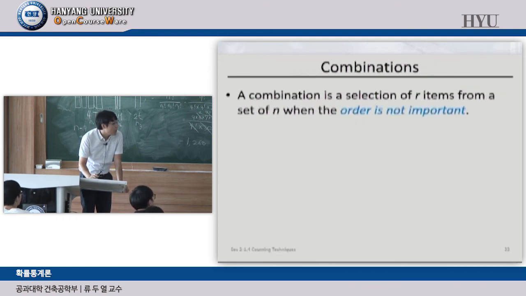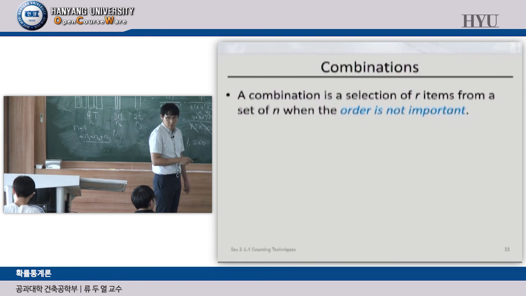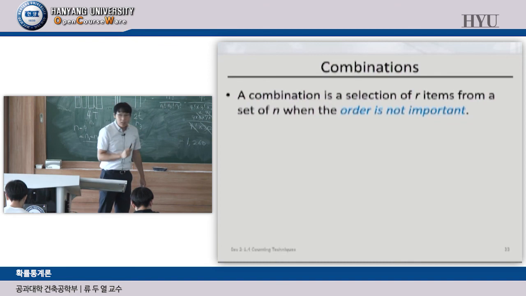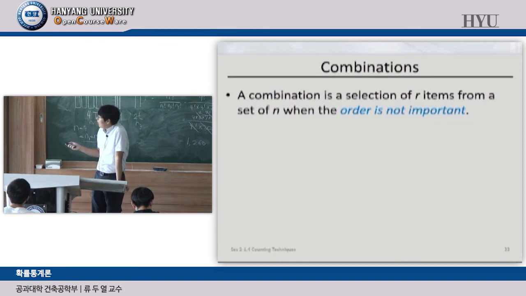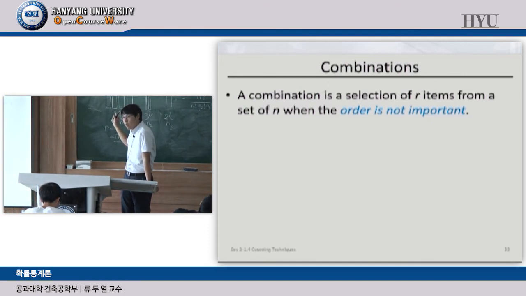And now we are going to study the combinations. A combination is a selection of all items from a set of n where the order is not important. So the main difference between permutation and combination is the order. In the case of permutation, we have to think about the order of items, right? Such as ABC or ACB or BAC. But in this case, we don't have to consider the order. Why? The order is not an important part in combinations.